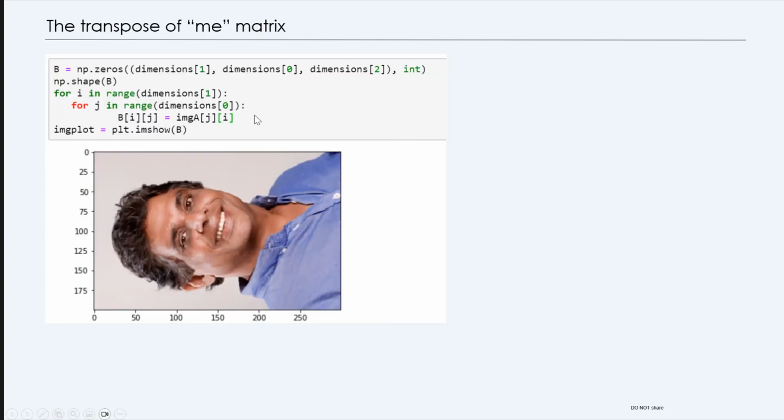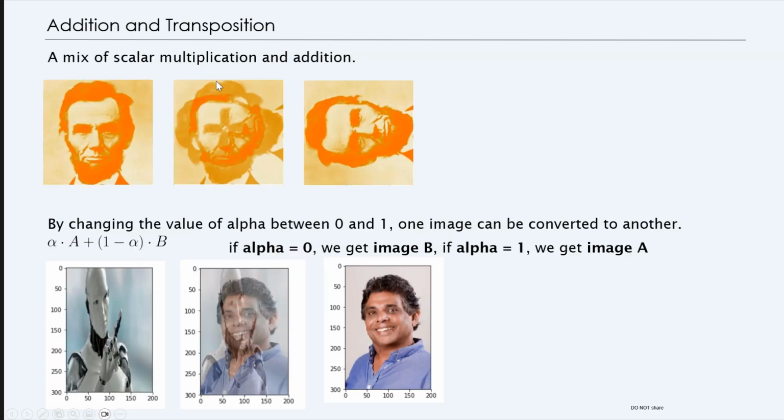Now here's an example of how I have transposed myself. Here I create a new matrix, which is a bunch of zeros, and then I get the original matrix, and the ji element becomes the ij element of the new matrix. So B is the transpose of A. When I plot B, my image is rotated 90 degrees counterclockwise.